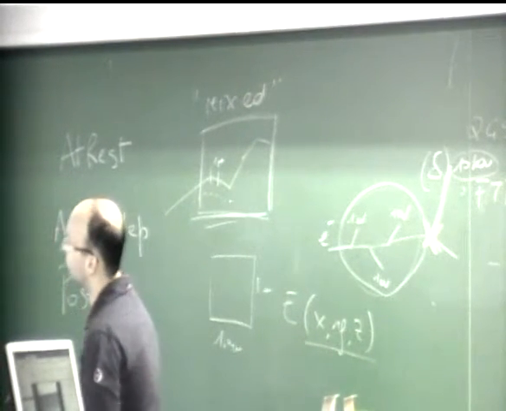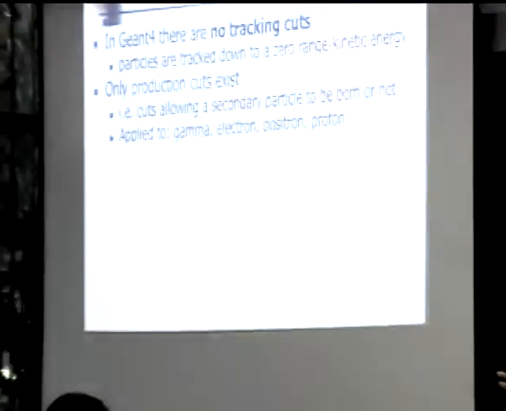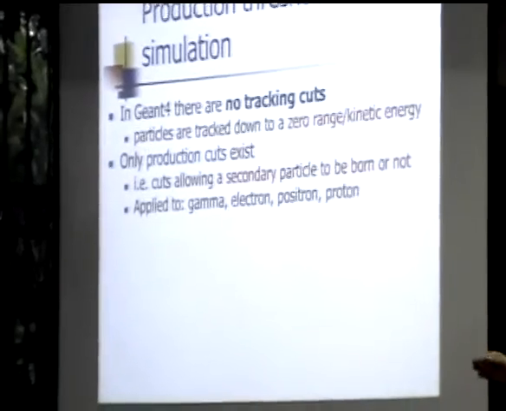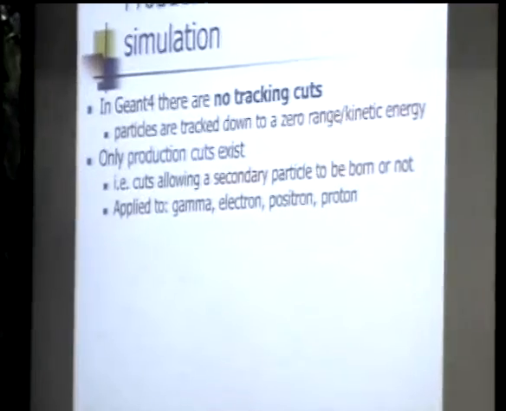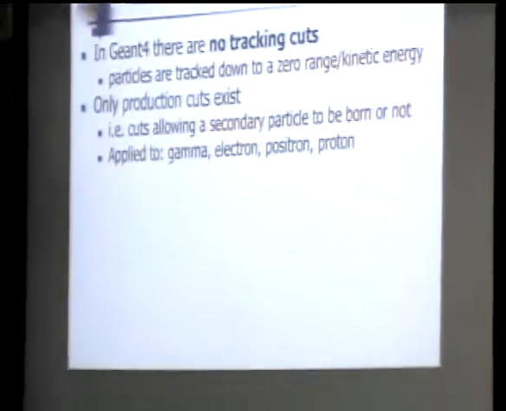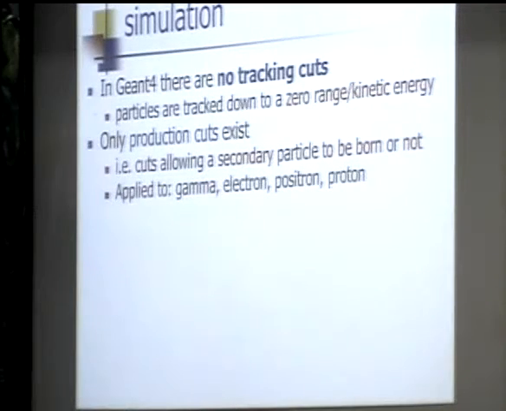Something which is important in Geant4 is that the cuts are never tracking cuts. So once you have created a secondary, this is followed until it gets to 0 energy. It's never killed in between. What you can do is either create it or not according to the threshold. So the cuts are only production cuts, never tracking cuts. Once the track is there, it's followed until it gets to 0 energy. What you can do is decide whether to generate a track or not. So it's whether you want to follow this or you forget it.